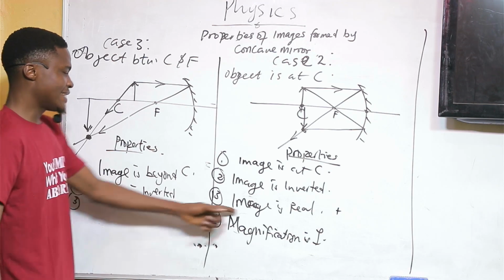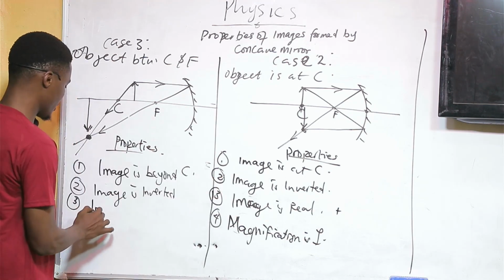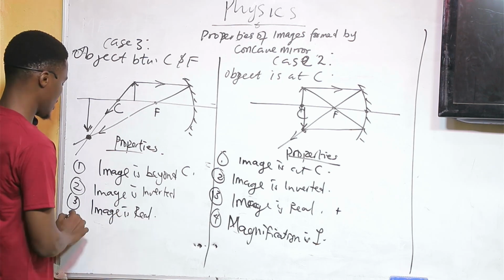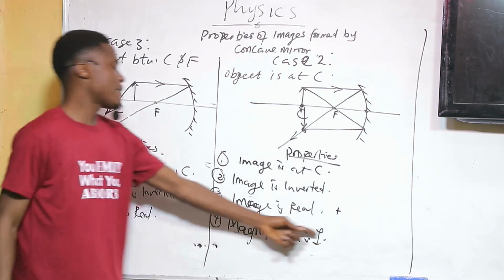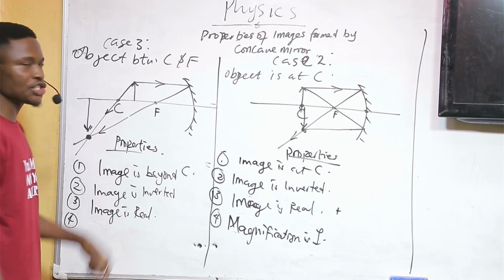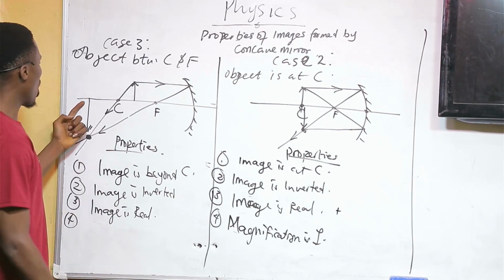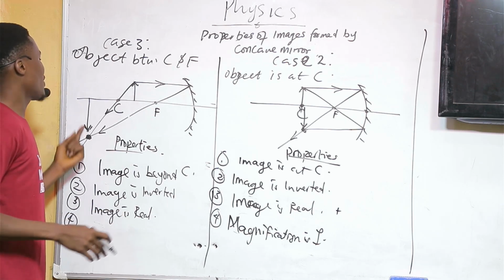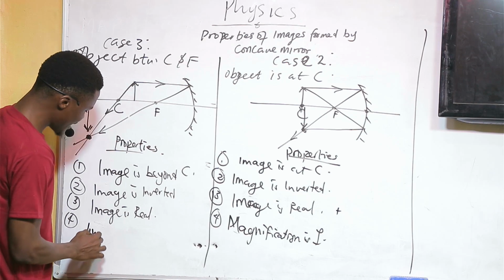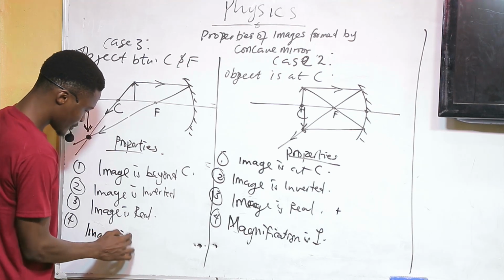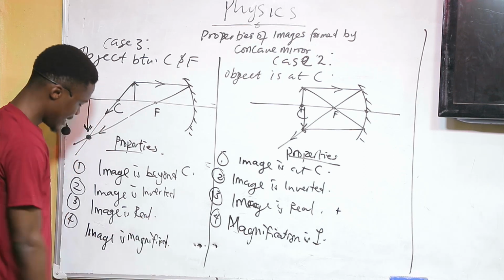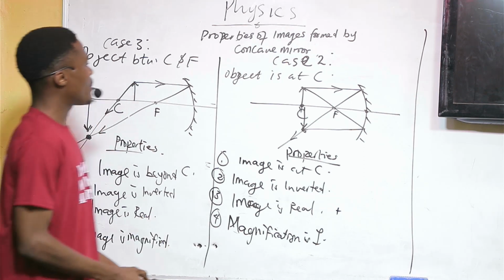The next one, is the image real? Of course it is real. The next one, is magnification 1? No, magnification is not 1. Is the image diminished? No, it is not diminished. It is what? Magnified. Look at our image. It is bigger than our object. So we say that the image is magnified. Those are our properties.